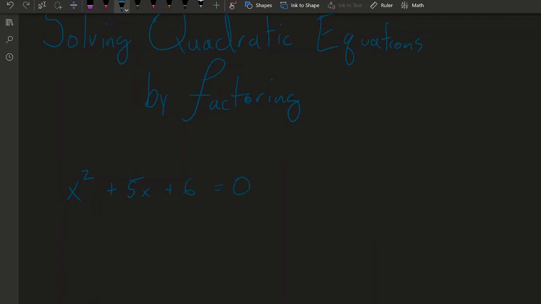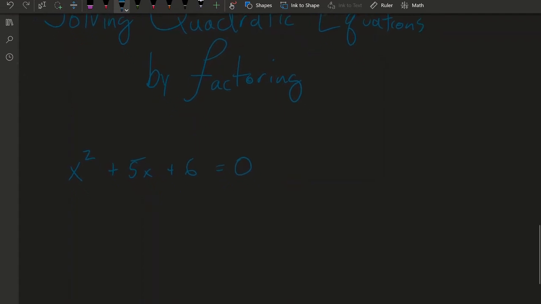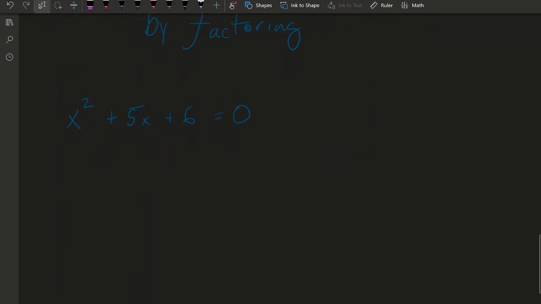Now this looks a lot like the expressions that we've been factoring in this class, but in this case it says equals 0 on it, which means the question isn't asking me to factor it, it's asking what value of x can be plugged into this equation that would make it true. So I want to start off by showing you something that will not work.